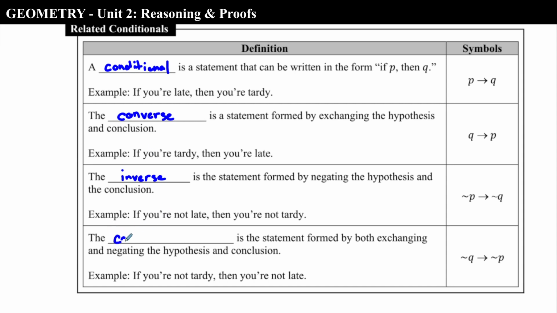And then finally, the contrapositive is the statement formed by both exchanging and negating the hypothesis and conclusion. So you're going to flip it and put your nots in. So if you're late, then you're tardy becomes if you're not tardy, then you're not late. And it's indicated by the symbols as you see there on the right. So we're going to finish off this section by doing some examples of these types of conditionals. Oh, by the way, a good way to remember contrapositive is the longest word. So therefore, you're doing the most with it. That's a good way to try to remember that one.